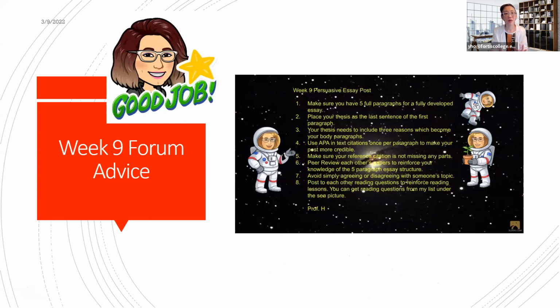If we're talking about dates or time, historical information, medical information, financial information, or any kind of uncommon knowledge, we use APA as well. When you write your persuasive essay post, make sure you have at least 3 paragraphs. That's the minimum. Place your thesis as the last sentence of the first paragraph. Use APA in-text citations at least once per paragraph.